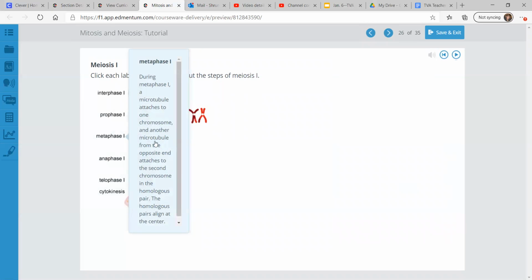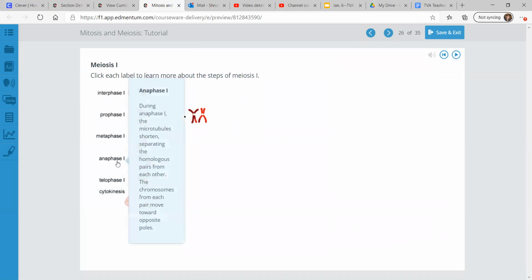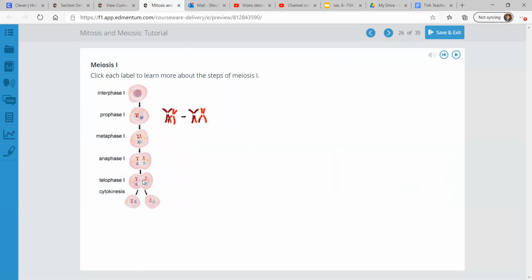Then you have the metaphase. During metaphase 1, a microtubule attaches to one chromosome and another microtubule from the opposite end attaches to the second chromosome in the homologous pair. The homologous pairs align at the center. Then you have anaphase. The microtubules shorten, separating the homologous pairs from each other. The chromosomes from each pair move toward the opposite poles. They're starting to split apart.